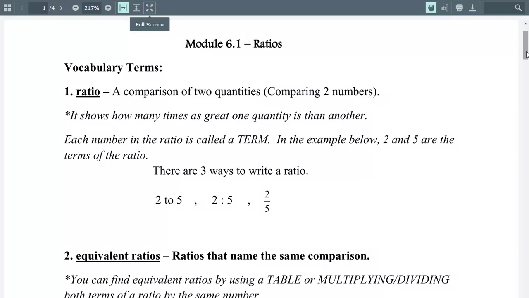Now, if you remember, the parts of a ratio are called terms. We do not call them numerator or denominator, even though one of the forms of a ratio is a fraction, which means parts to a whole. When you're comparing numbers, it does not always have to represent parts to a whole. That's why we call them terms.